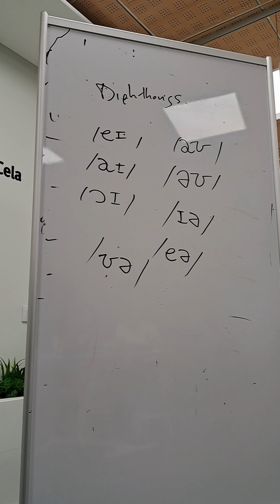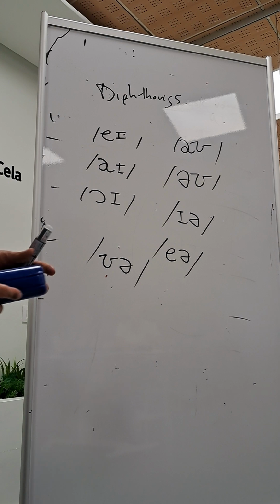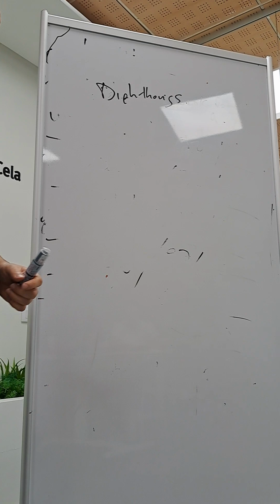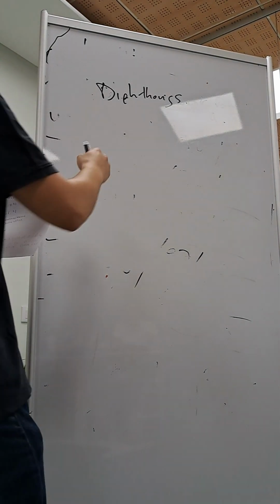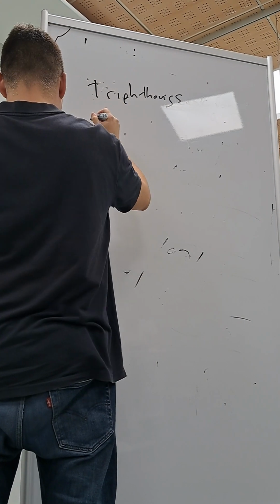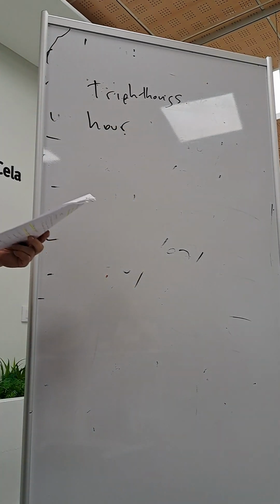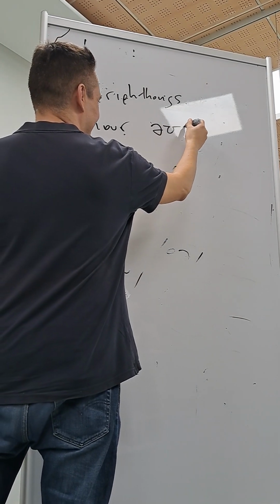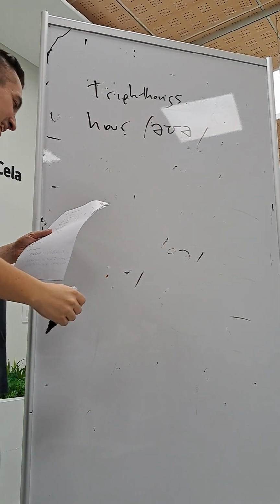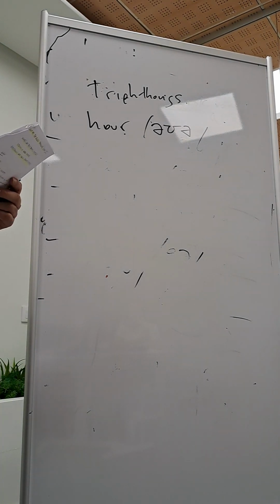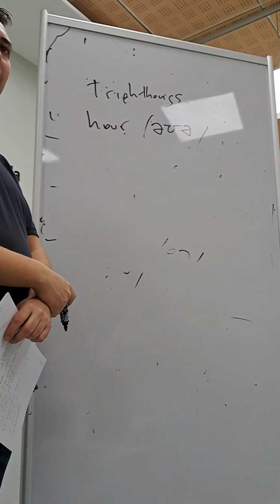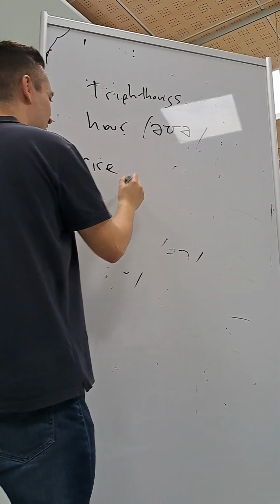And triphthongs. Let's talk about triphthongs now. I'll give you some words. You tell me what the triphthong is. If I say hour, what is the triphthong? A, U, and schwa. Well, they're always with a schwa, right? Yeah, but not always. Hour. If I say fire. Higher.